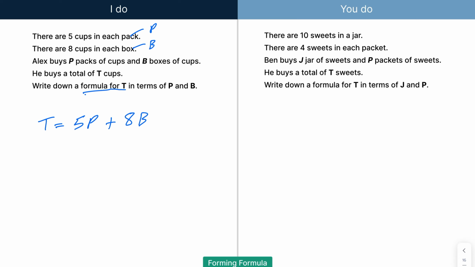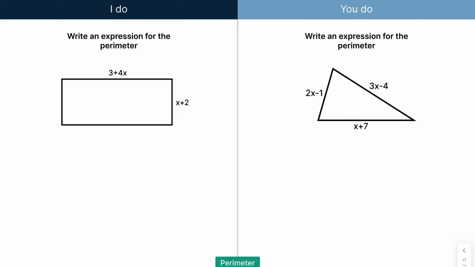And again, with the sweet jars, it'll be the same because it's now asking for a formula. The formula has an equal sign, so it'll be T is equal to 10J plus 4P for the packets and jars.